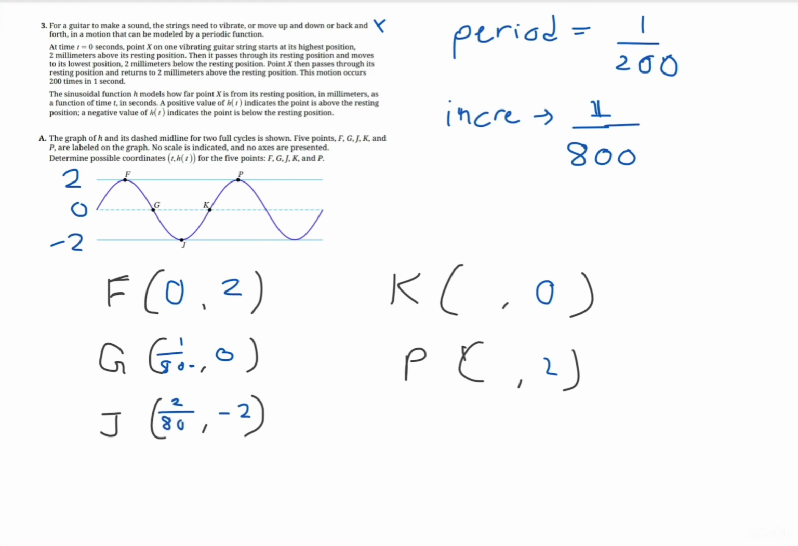I'm sorry for my bad handwriting. Then we have 3 over 800. And finally, we have 4 over 800. These are the coordinates. You could simplify them. For example, 2 over 800 is 1 over 400 and 4 over 800 is 1 over 200. If you want to, you can do that, but no problem. So that was part A.